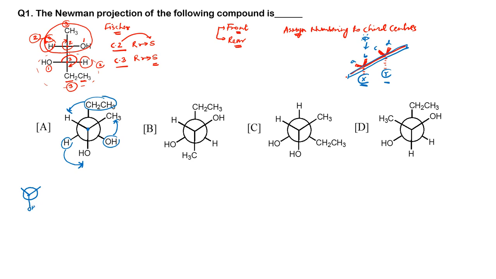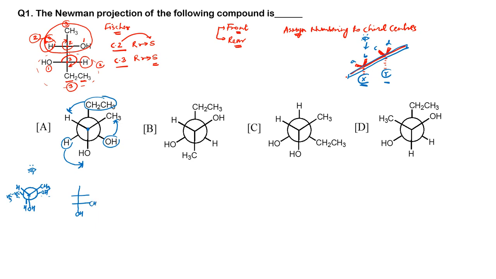The front carbon is as it is, there is no change, and we are changing the rear carbon, so the hydrogen will come to this place, OH will come to this place, and CH2CH3 will be here. As I said, if we consider this plane, we are observing this molecule from the top. So we'll write the corresponding Fischer like this.